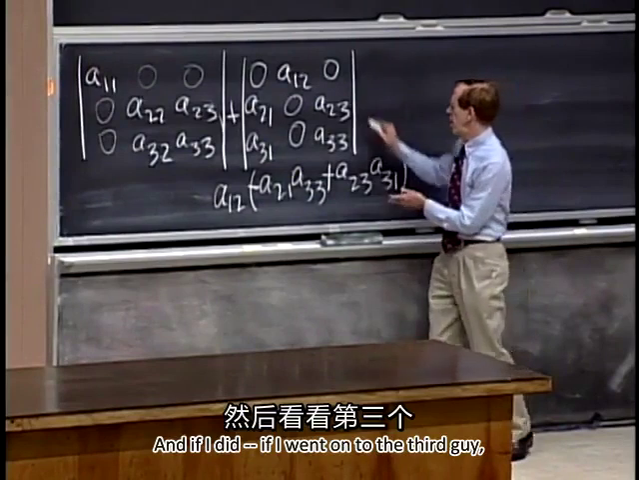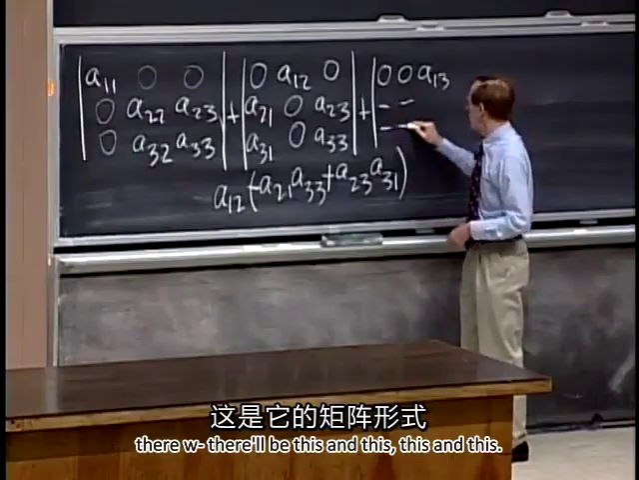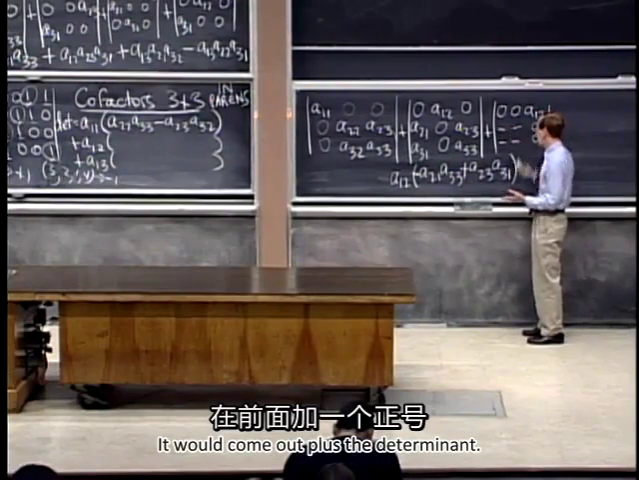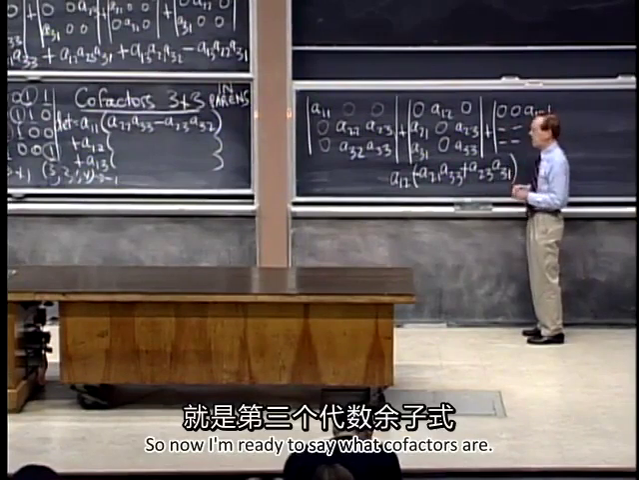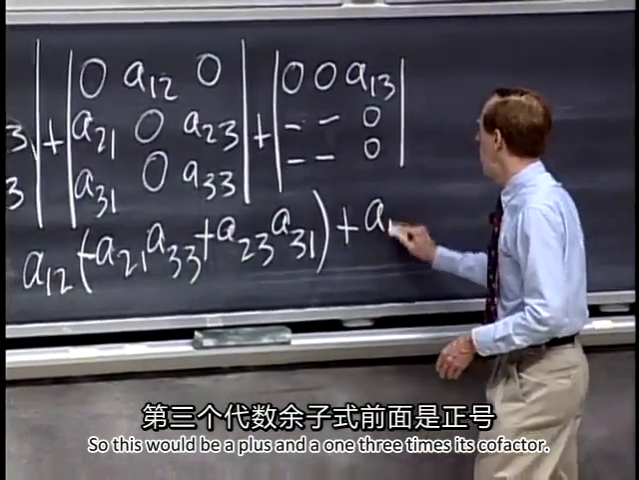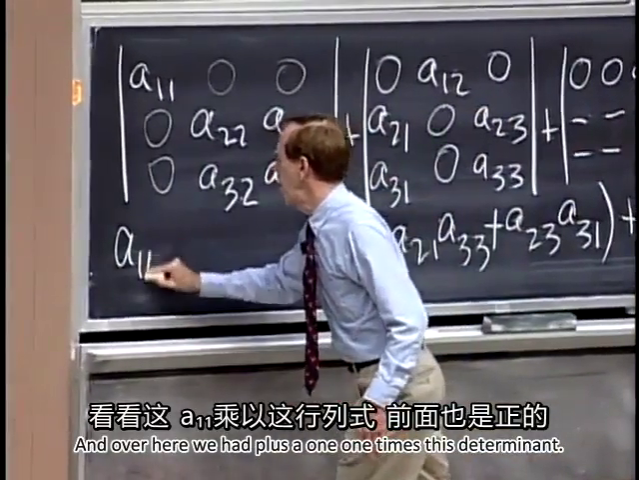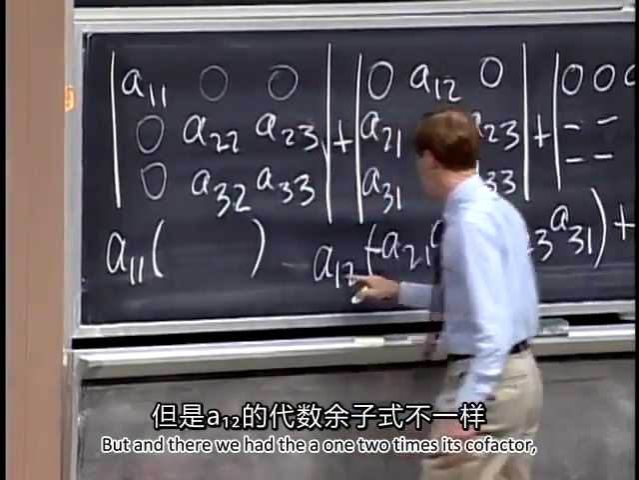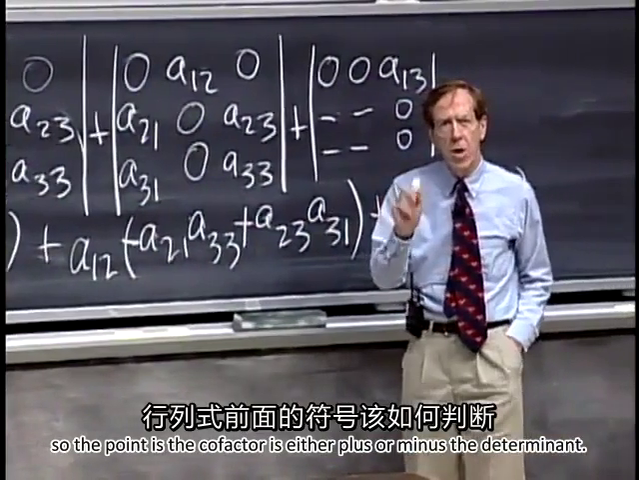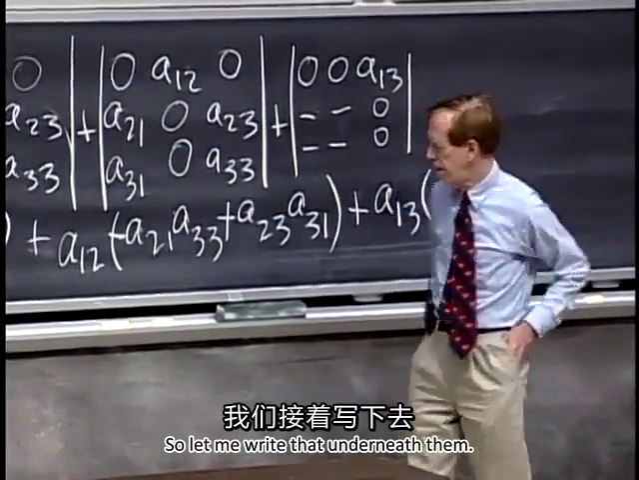And if I went on to the third guy, there would be this and this, this and this, and it would take its determinant. It would come out plus the determinant. So now I'm ready to say what cofactors are. So this would be a plus A13 times its cofactor. And over here we had plus A11 times its determinant. And there we had the A12 times its cofactor. So the point is the cofactor is either plus or minus the determinant. So let me write that underneath them.